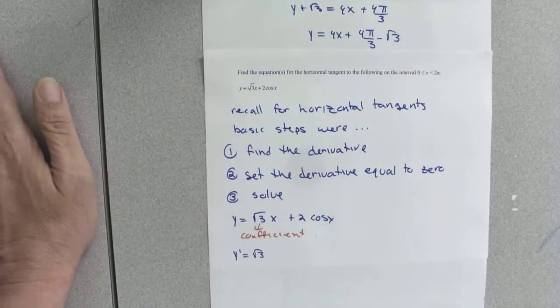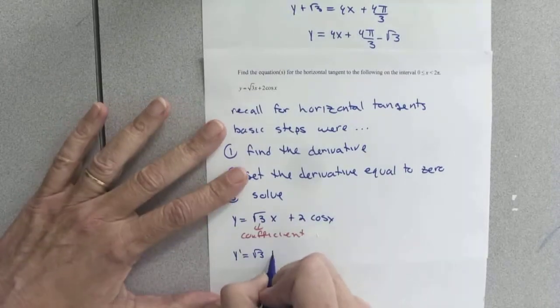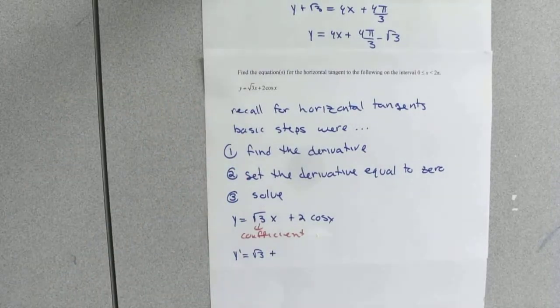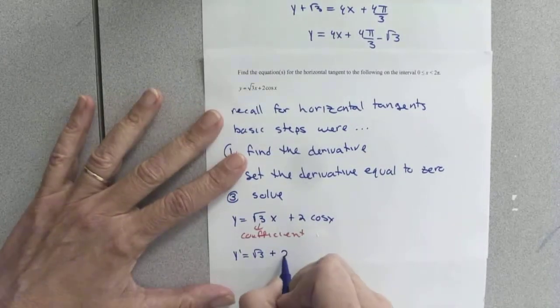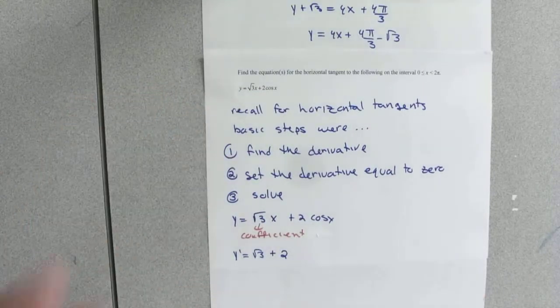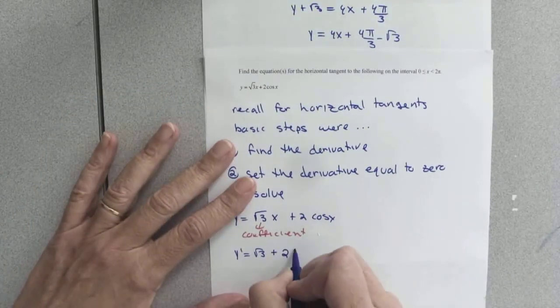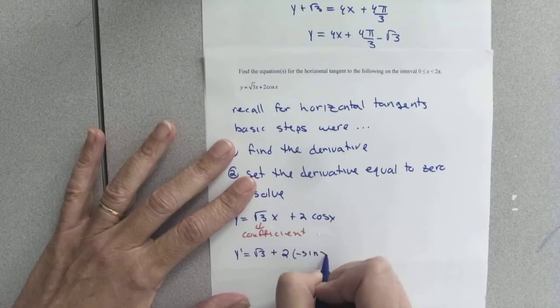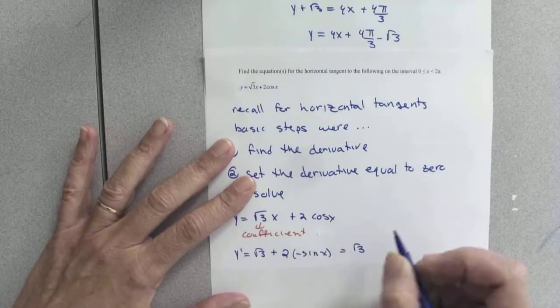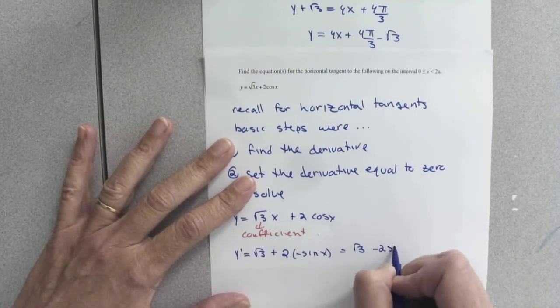Then we get the 2. The 2 is the coefficient also, but it's times the cosine. I do not need a product rule in this case. So the 2 just hangs out, derivative of cosine is minus sine. And so I've got square root of 3 minus 2 sine x. So there's my derivative. So there's step 1.